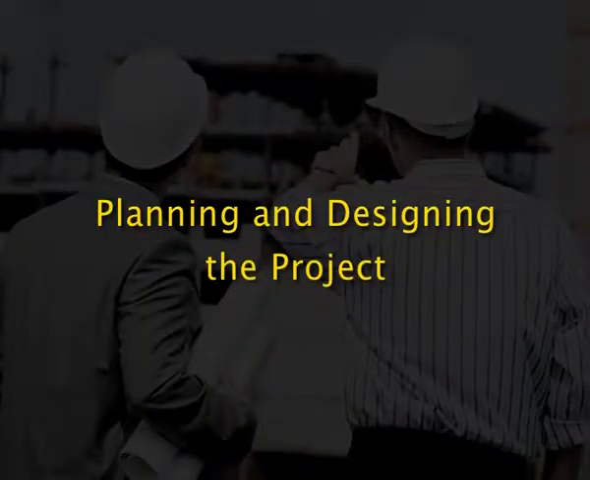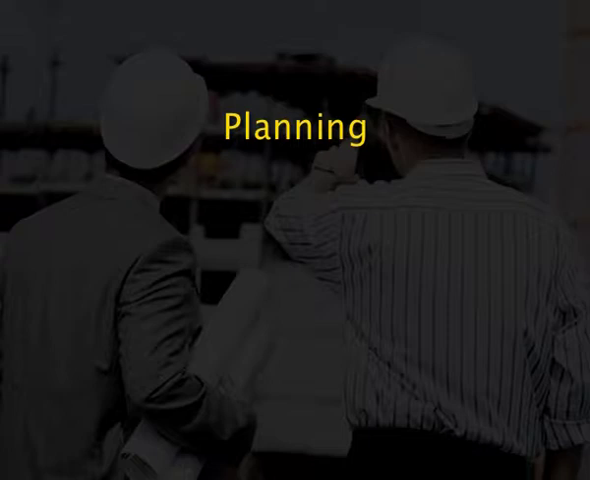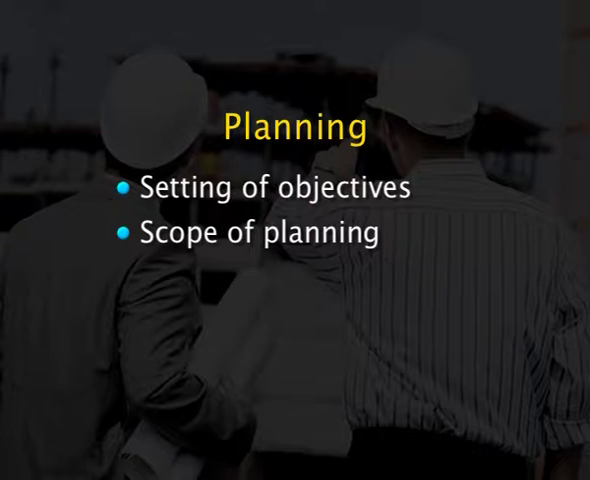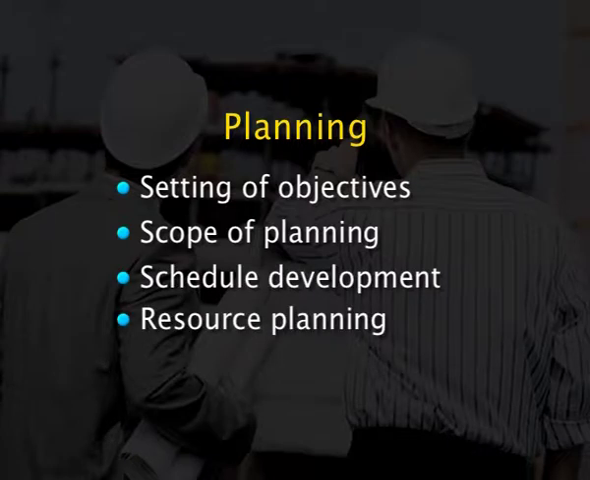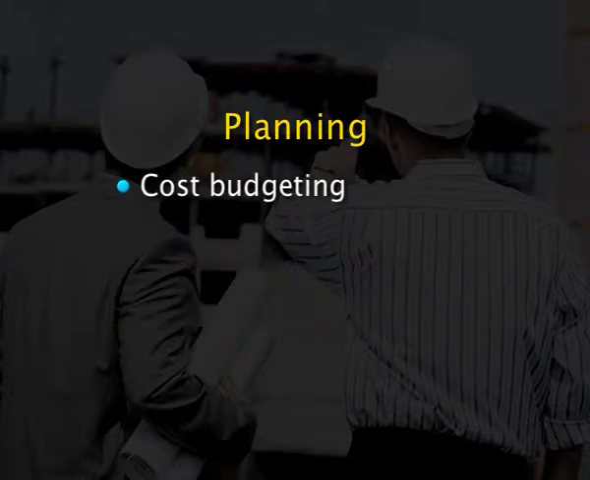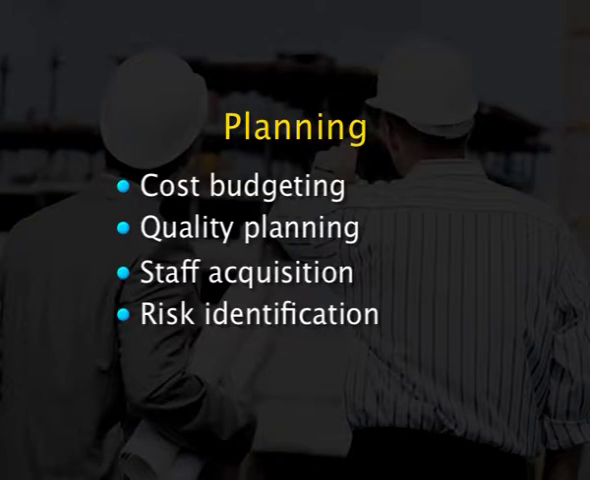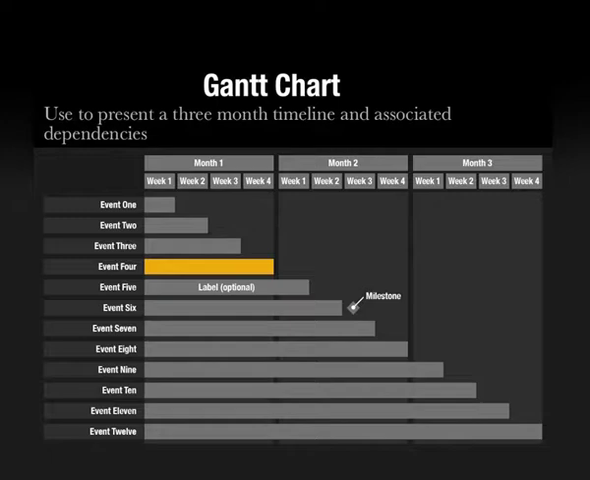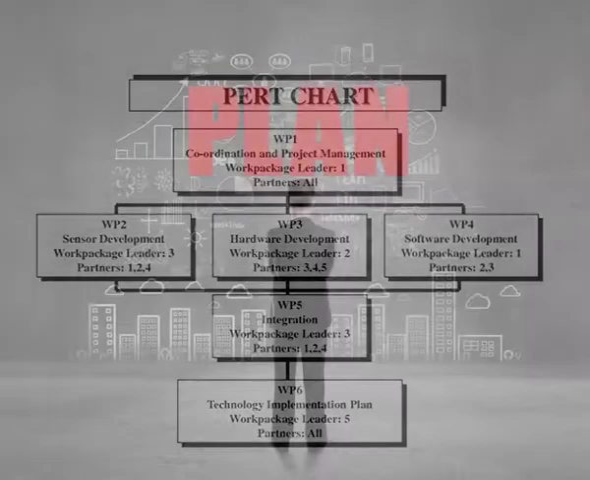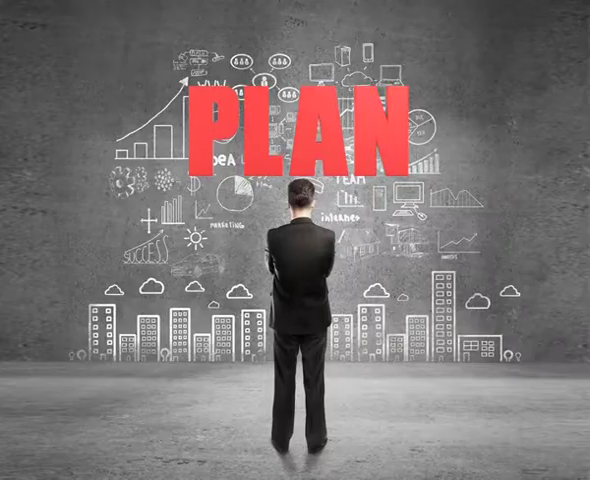Next is the planning and designing of the project. Planning involves setting of objectives, scope of planning, schedule development, resource planning, cost budgeting, quality planning, staff acquisition, risk identification. All this has to be documented in a baseline plan. For this, we can use multiple tools and techniques such as Gantt chart or PERT chart. There are various techniques for setting up a plan, and using the drawings you can design it.